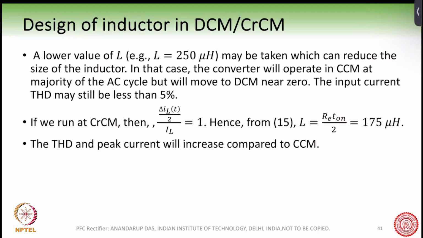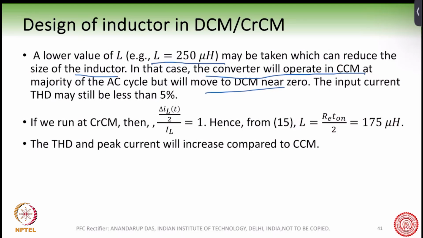Now we have taken an inductor value which is close to 350 microhenry. We can actually take a value of inductor which is less than this also. This can reduce the size of the inductor. Of course, with L equal to 250 microhenry, the size is expected to decrease, but this may not always be the case. In this case, the converter will operate in CCM for the majority of the AC cycle, but will move to DCM near zero.